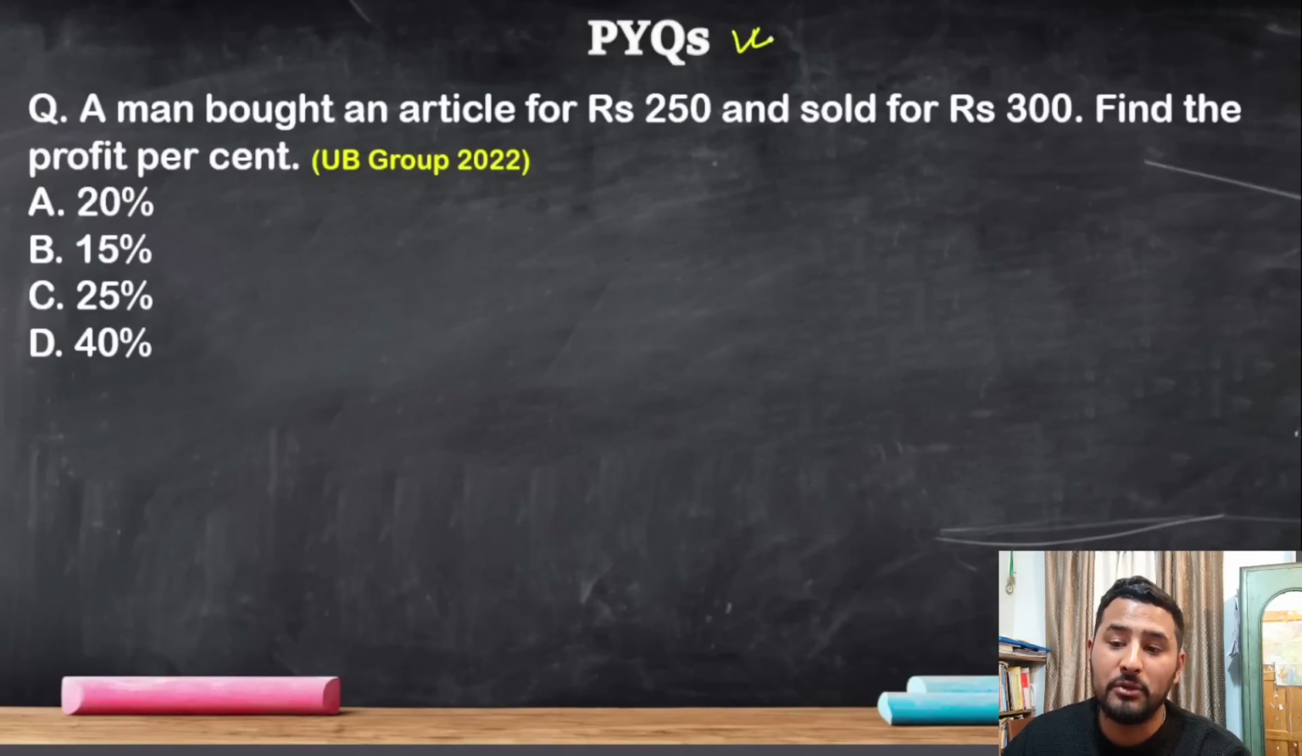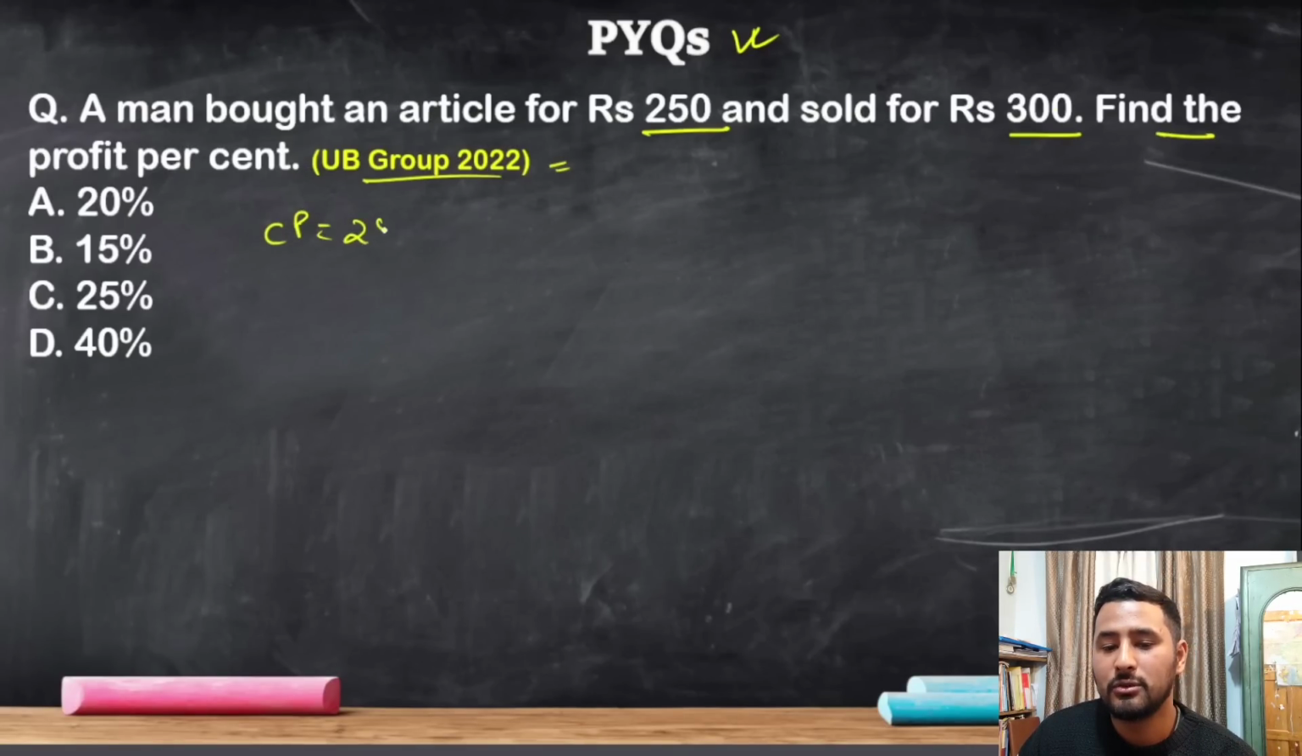Let's see some PYQs that have already come in the exam. This is a question I've taken from UB Group 2022. A man bought an article for rupees 250 and sold it for 300. Find the profit percent. Bought means CP, it's 250. Sold means SP, that is 300. Now we need to find the profit percent.